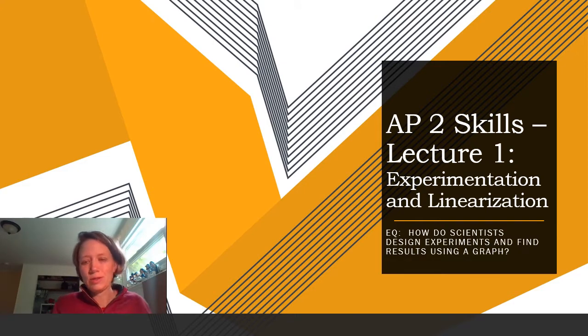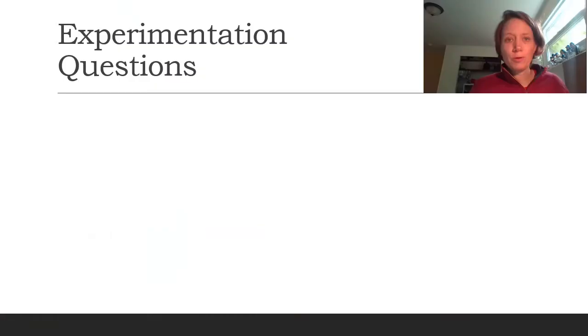So the essential question is, how do scientists design experiments and find a robust, scientifically defensible result using graphs? Experimentation questions are really common on AP Physics exams. They want you to pretend you're in a lab designing an experiment to try to discover something about the world.